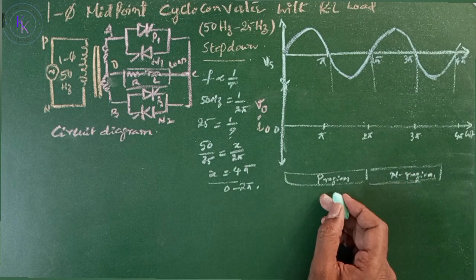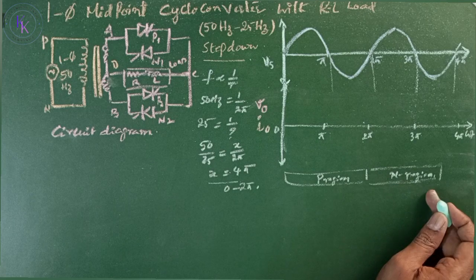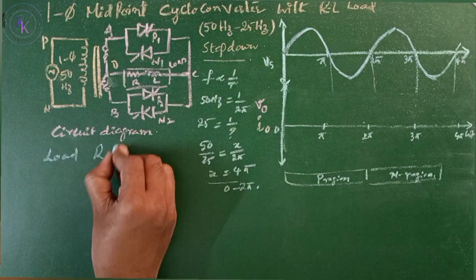in which 0 to 2 pi is half cycle. From 0 to 2 pi, the thyristors P1 and P2 can conduct, and from 2 pi to 4 pi, N1, N2 thyristors can conduct. In this circuit, we have the load RL.